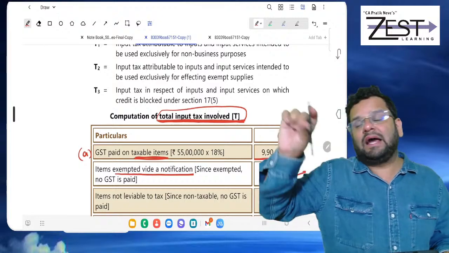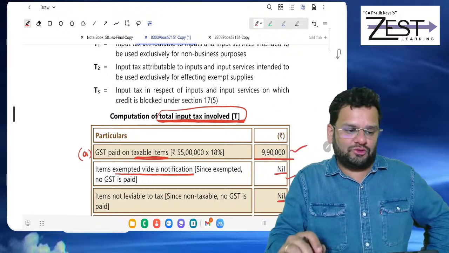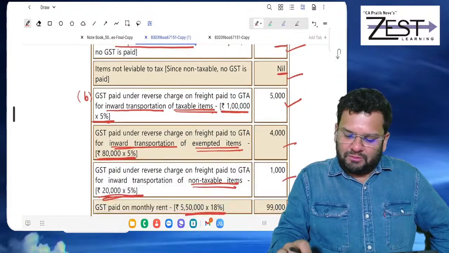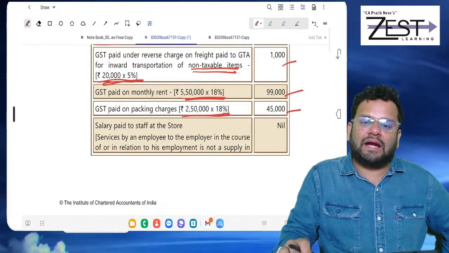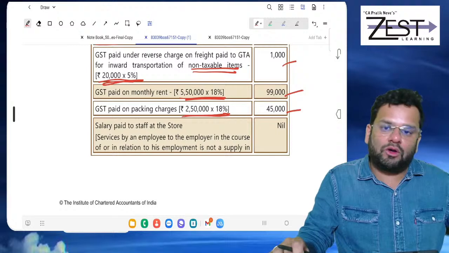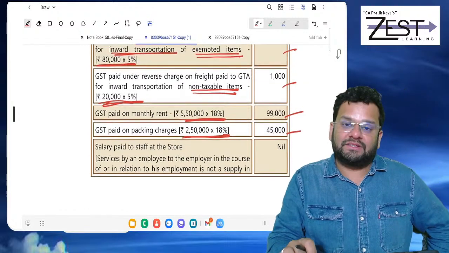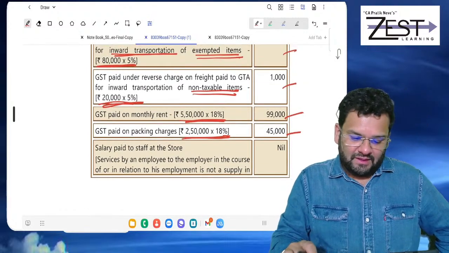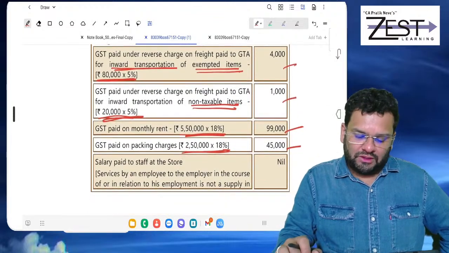Like we had in the last sum, 1,80,000. Do you remember that? Similar to that, I am calculating total ITC involved. Friends, are you getting it? No reply from any one of you till now.